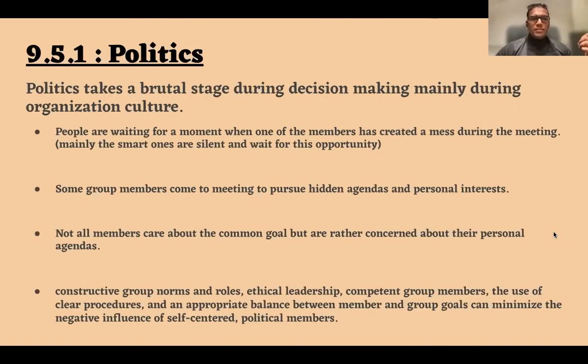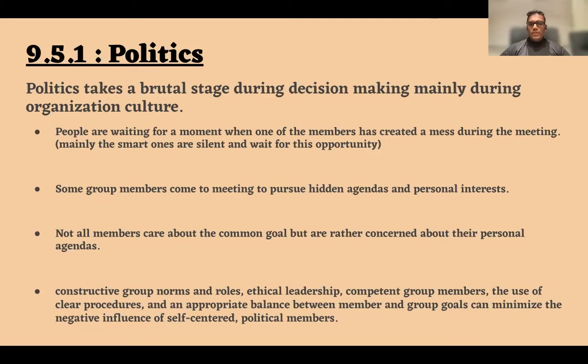Okay, the first thing is politics. So in every other scenario, even during day-to-day life, we might not know, but there's politics taking place in every other instance. Politics takes a brutal stage during decision making, mainly during the organizational culture. It's like people are waiting for the one moment where one member is creating a mess and they want to interrupt and correct him to be the bigger person. So such instances are mainly seen during decision making.